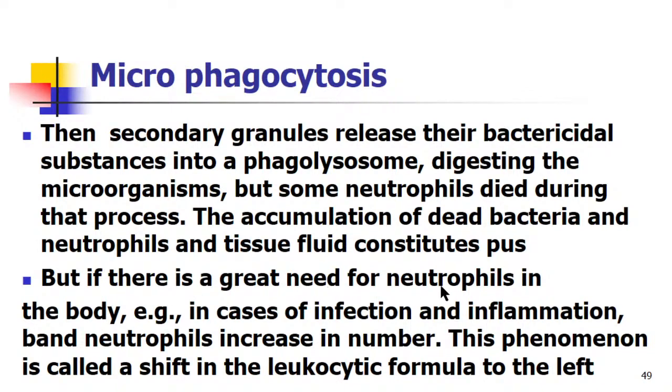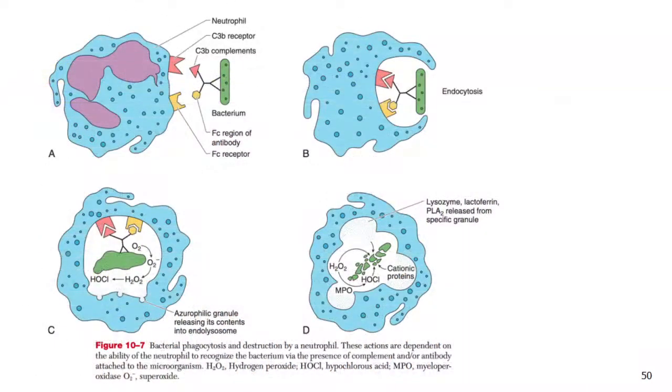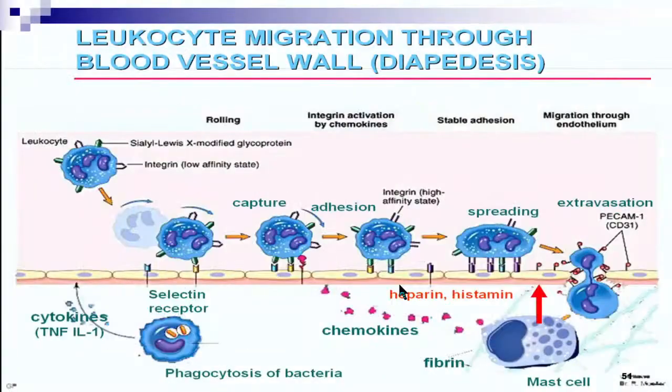But there is a great need for neutrophils in the body in cases of infection and inflammation. Band neutrophils increase in number during the beginning of inflammation. This phenomenon is called a shift of the leukocytic formula to the left. Look at this one. We have just seen the two mechanisms: receptor-mediated phagocytosis of bacteria by neutrophils, and the respiratory burst. These two types of mechanism provide the killing of bacteria by cationic proteins and lysozyme.